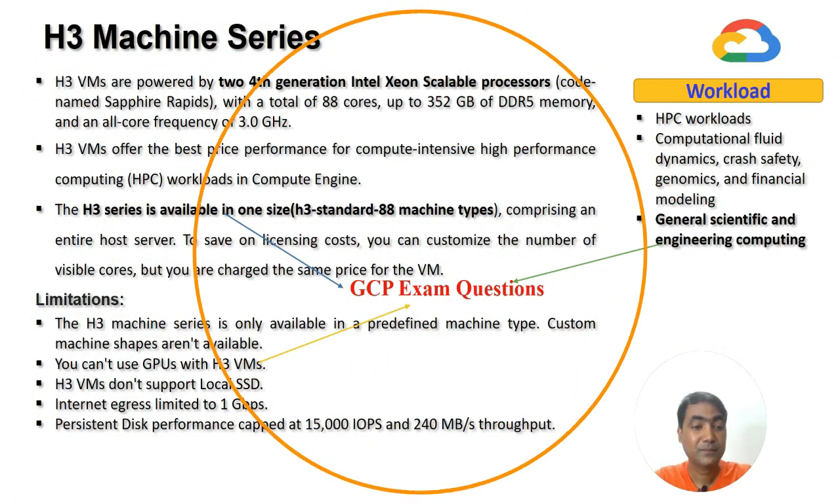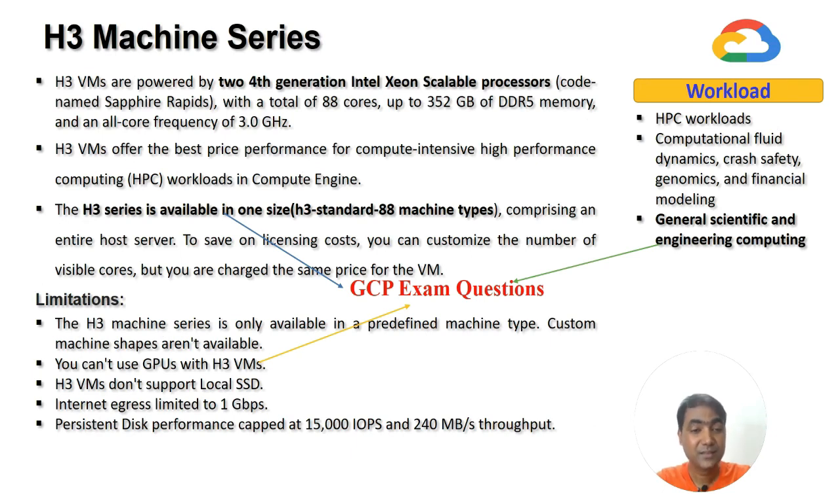As you can see here, the H3 machine series. H3 VMs are powered by two 4th generation Intel Xeon Scalable processors, with a total of 88 cores and up to 352 GB of DDR5 memory and an all-core frequency of 3.0 GHz. H3 VMs offer the best price performance for compute intensive high performance computing.